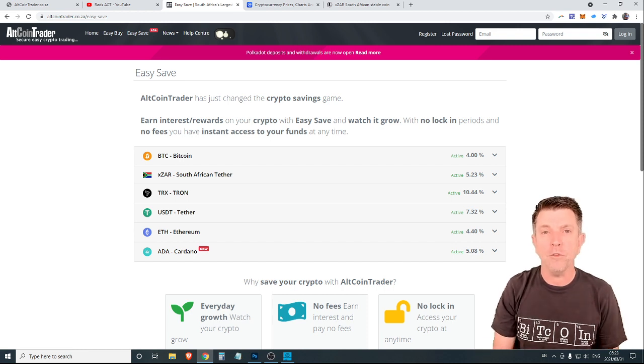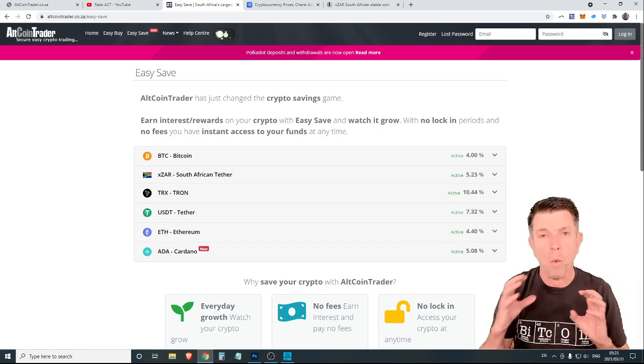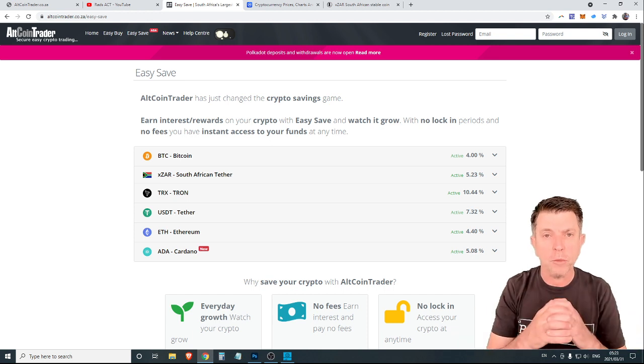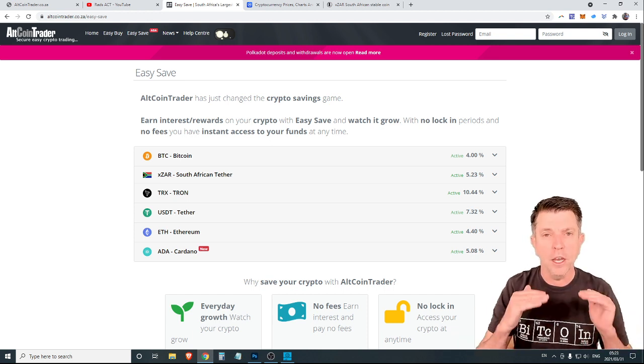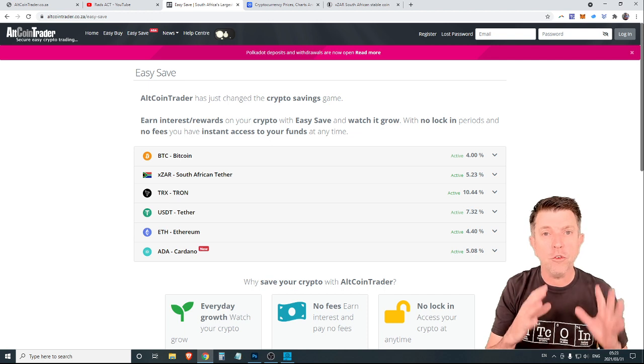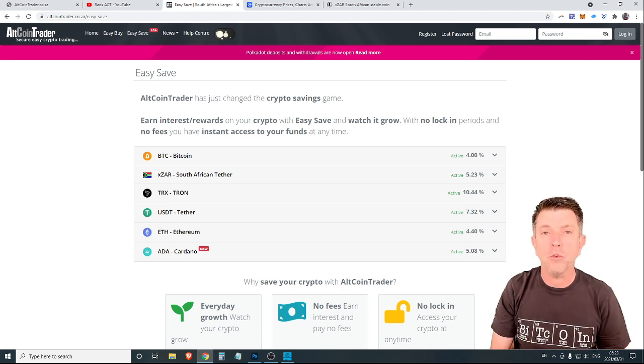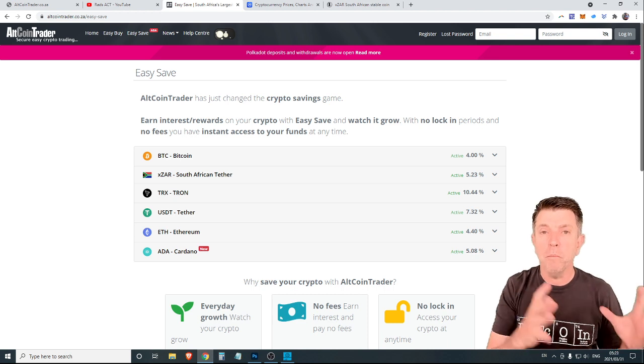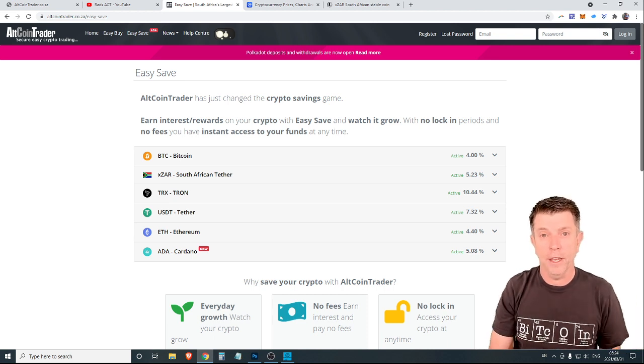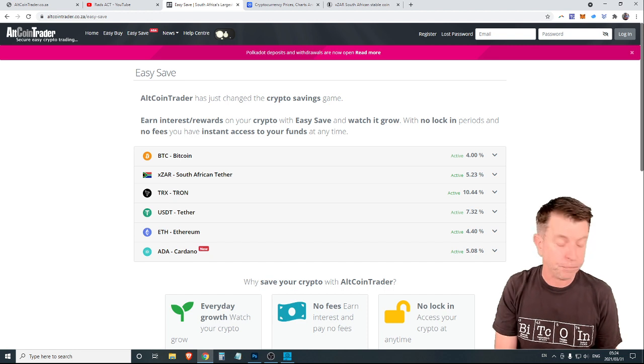You no longer have to use one platform to stake and one platform to trade. Altcoin Trader has brought that together. You can stake, earn passive income. If you see a trading opportunity, you can simply withdraw it within a couple of seconds out of the Easy Save wallet, put it into your spot wallet and trade it. If you did well in that trade, you can then of course put it back. Total flexibility, something that I'm very excited about.